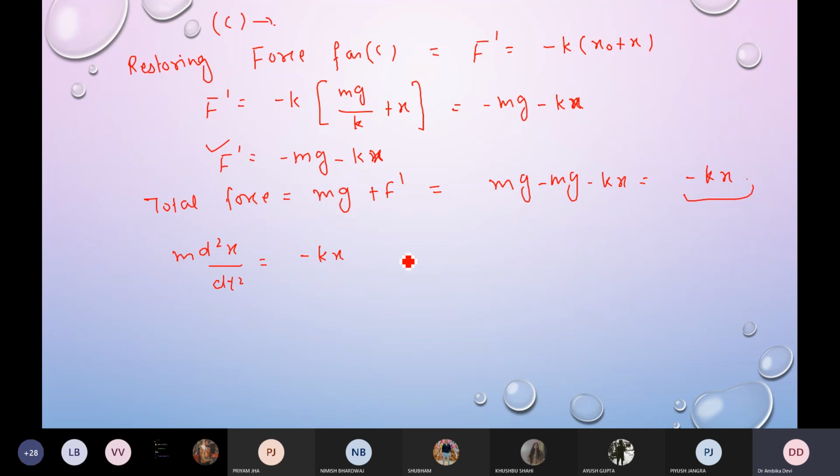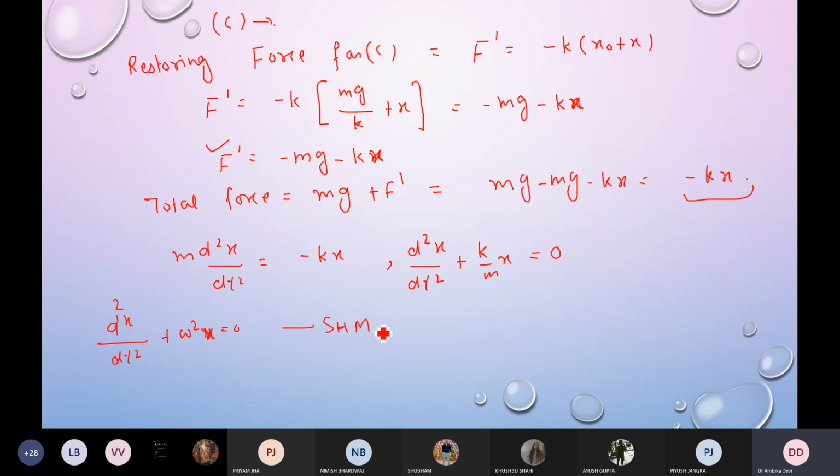So which means that d2x upon dt square plus k upon m x is equal to 0, and we also know that because k upon m is equal to omega square, we can rewrite this equation as d2x upon dt square plus omega square x is equal to 0. So again, this is the equation of simple harmonic motion.